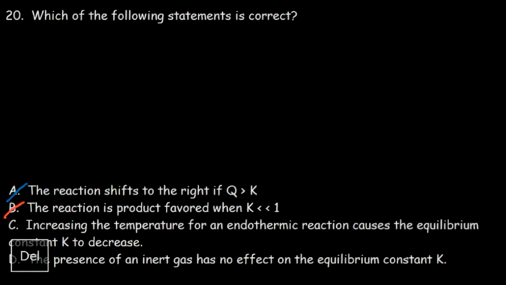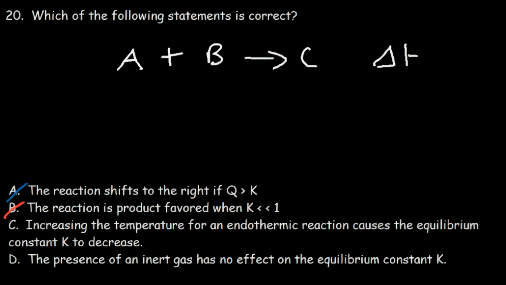Now what about part C? Increase in the temperature for an endothermic reaction causes the equilibrium constant K to decrease. Is that true or is that false? Let's find out. So let's say we have a reaction, A plus B turns into C, and it's endothermic, so delta H is positive. What's going to happen if we increase the temperature of an endothermic reaction? Will the reaction shift to the right or will it shift to the left?